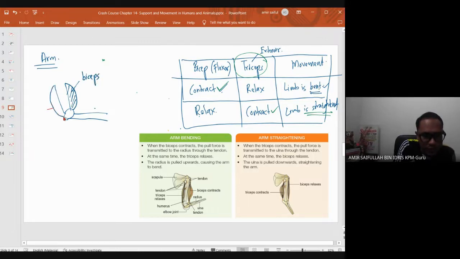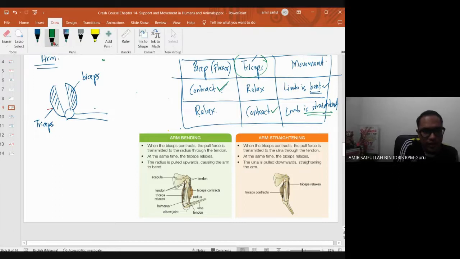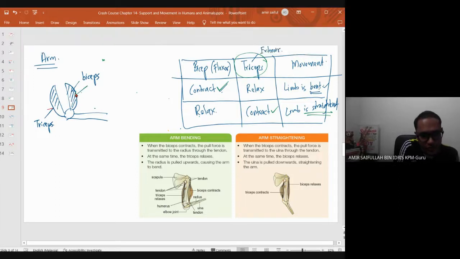Here got one more muscle. This part is the bicep, this is the tricep. Okay, so this part is called the tricep. You see now I will draw my contraction, my direction. So here, when this contracts, it will pull the arm up.